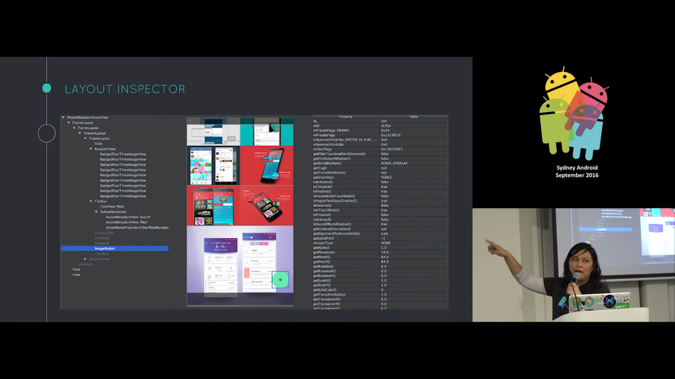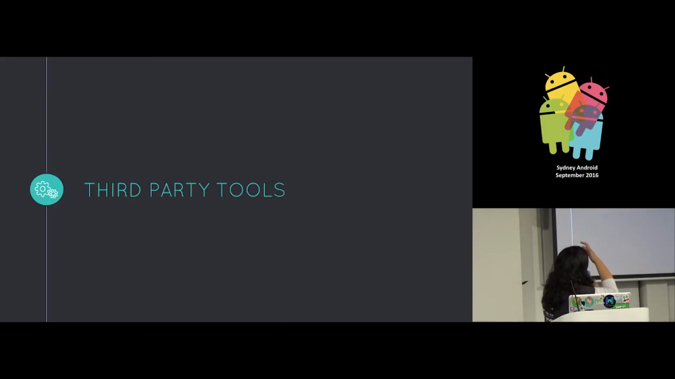You can also click on an item in this screenshot. I think I clicked on the fab there. That's why it's selected, the image button. And all the properties will be on the other pane.